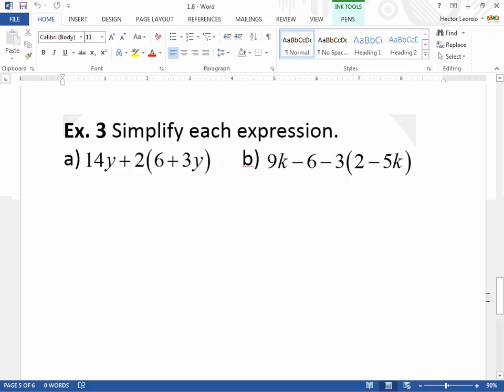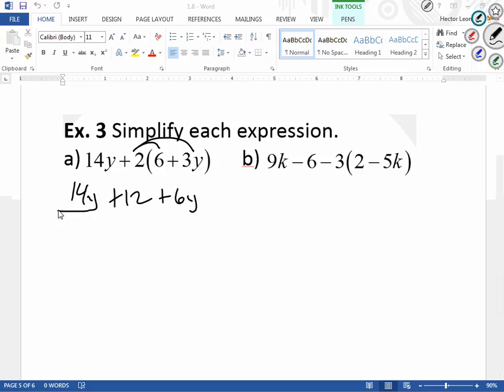Now let's simplify a few expressions here. Let me get rid of parentheses. I'm going to multiply that 2 to the inside. The 14y has nothing to do with parentheses, so I'm just going to copy it. Now, positive 2 times 6, I'm going to call this positive 12. Then 2 times 3y, I'm going to call this 6y. I notice I can combine the y's. 14 plus 6, I'm going to end up calling this 20y plus 12.